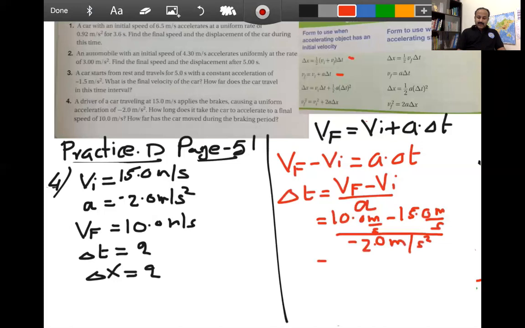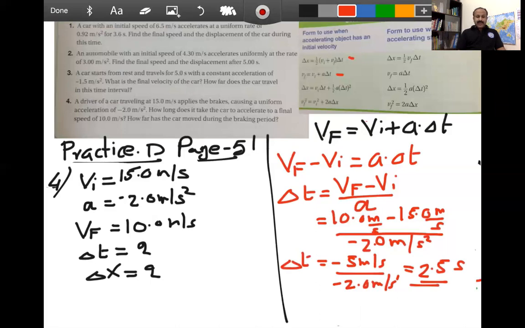So 10 minus 15 is minus 5. So that is minus 5 divided by minus 2.0. So that is going to be how much? This is 5.00. Okay, I forgot to write those numbers. You can fix the significant figures there. So this is going to be 2.5 seconds. So this is the value of delta t.